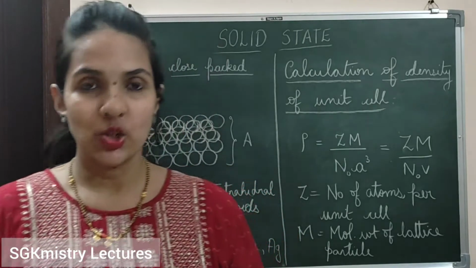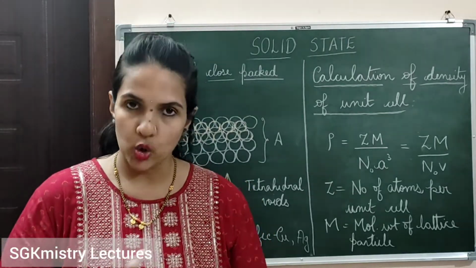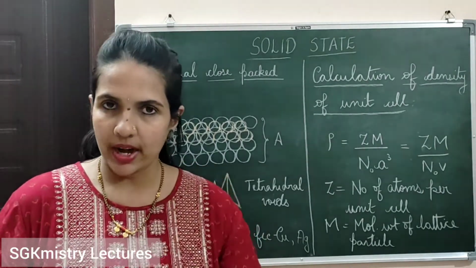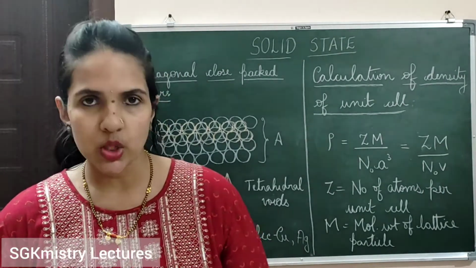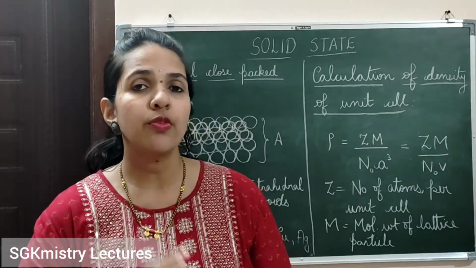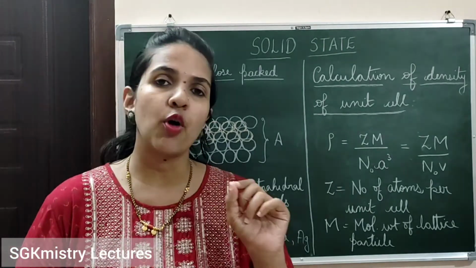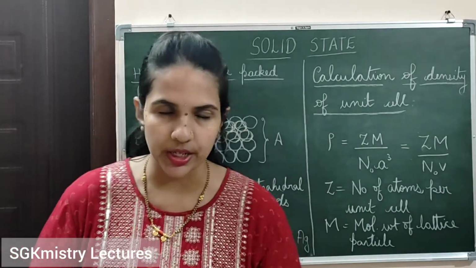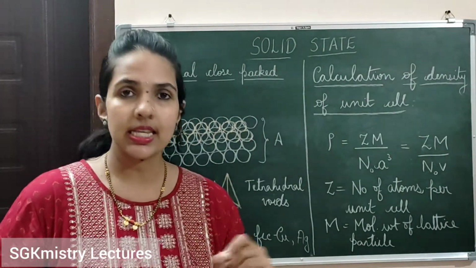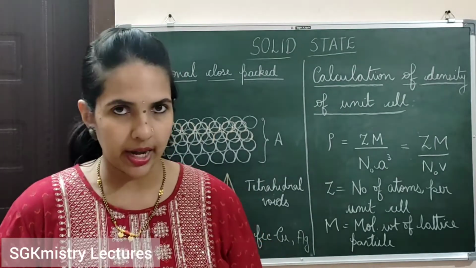So as I've already told, in the three-dimensional arrangement of the particles in the close-packed structures, there are two types of arrangement, that is square close-packed layers as well as hexagonal close-packed layers. In the two-dimensional arrangement, I have explained how in the hexagonal close-packed layers, the layers are arranged in the form of AB arrangement. So now, let us see how the arrangement takes place in case of hexagonal close-packed layers in three-dimensional arrangement.